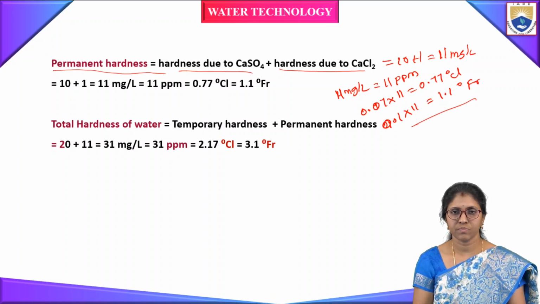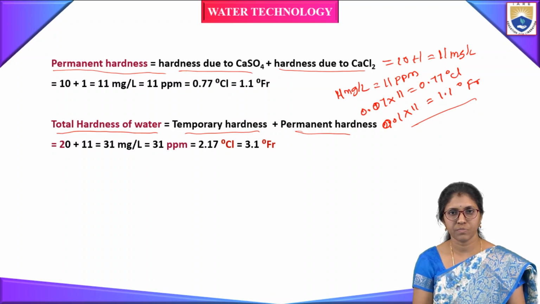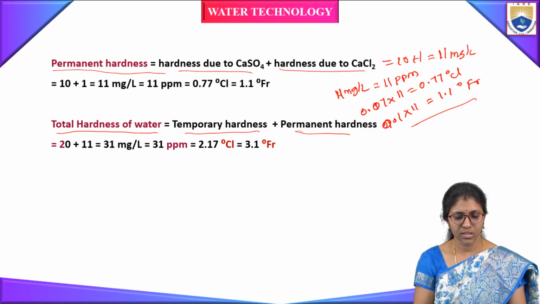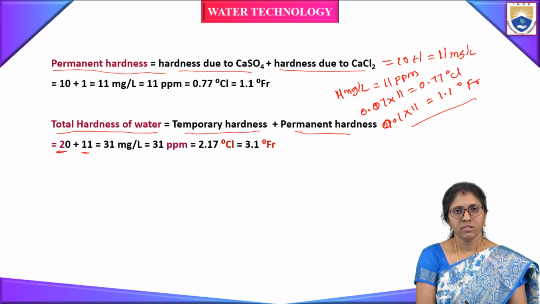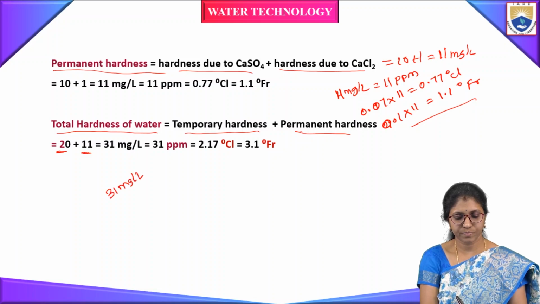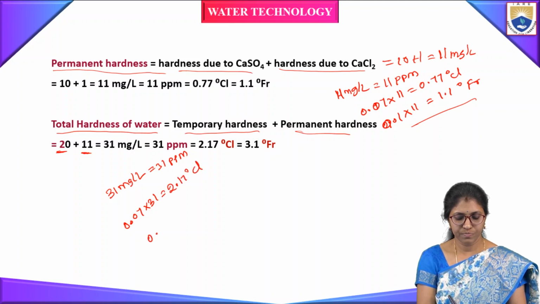This is the permanent hardness. We know the total hardness of water is the sum of temporary hardness and permanent hardness. The temporary hardness is 20 mg per liter and the permanent hardness is 11 mg per liter, so the total is 31 mg per liter, equal to 31 ppm. For conversion into degree Clark, we multiply 31 by 0.07 and get 2.17 degree Clark. For degree French, we multiply by 0.1 and get 3.1 degree French.